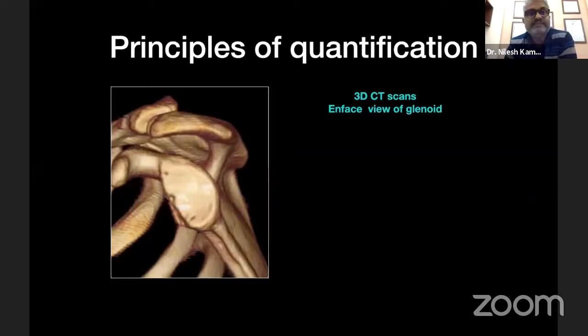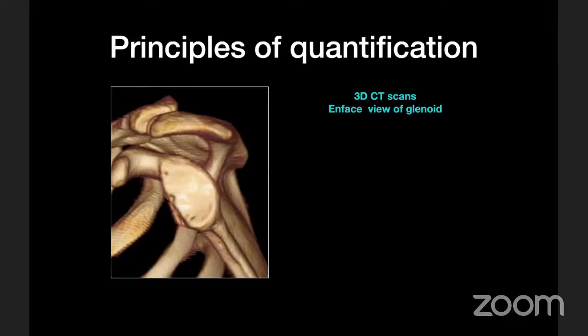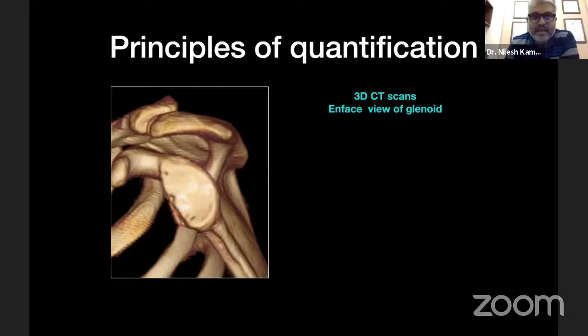Now remember, this can be done on a 2D CT, but your gantry needs to be absolutely in the same plane so that there's no superimposition of the humeral head.